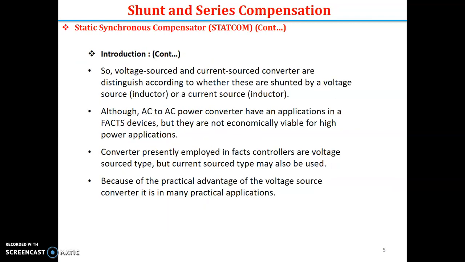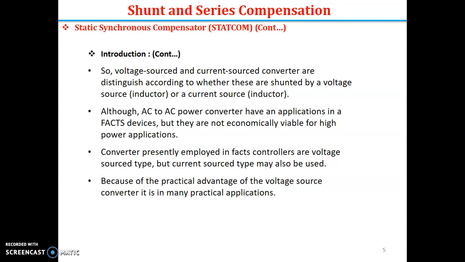Although AC to AC power converters have application potential in FACTS devices, they are not economical for high power applications. When we have AC to AC converters, we require a matrix converter with 9 switches, and a single switch cannot handle that kind of power. So we require to cascade switches, the number of switches will go high, and for this reason we cannot apply this converter for very high voltage applications.